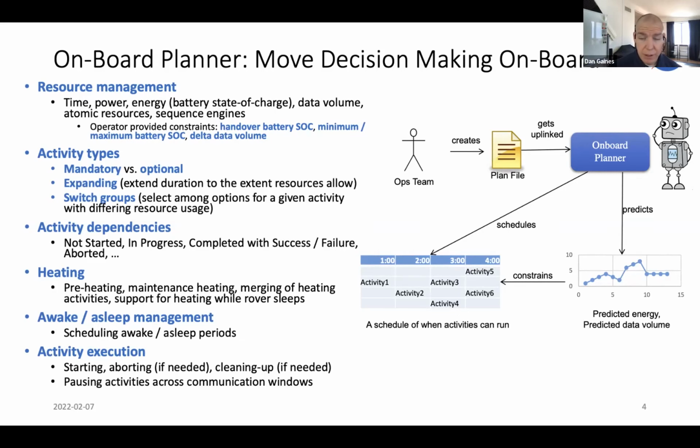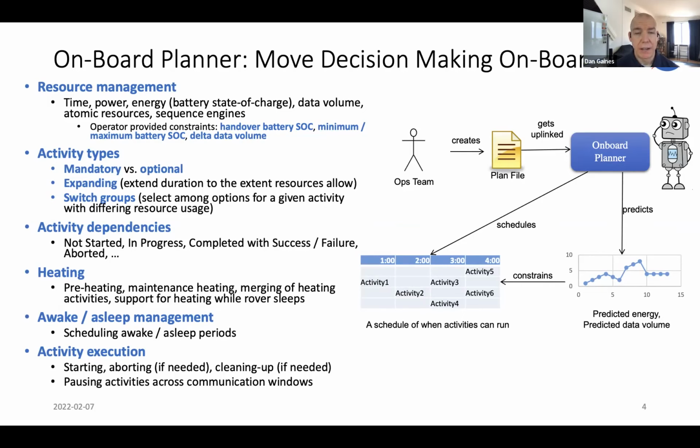And then the onboard planner's job is, given a set of activities that the ground gives it, to figure out which activities it can do and when it can do them, based on the current state of resources. And there are different flavors of activities, which vary in terms of what kind of constraints they have to comply with. So mandatory activities, for example, don't need to comply with the handover state of charge, because we're basically saying it's operations' responsibility to make sure that these activities can be done and still turn over the rover with a reasonable state of charge to the next sol.